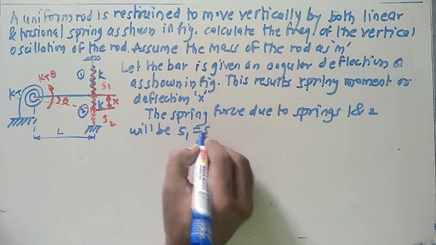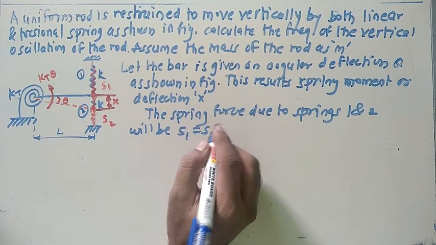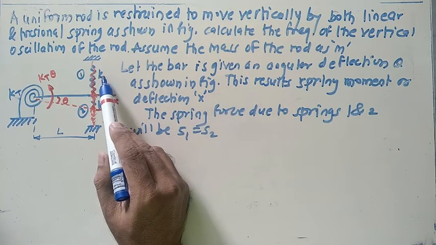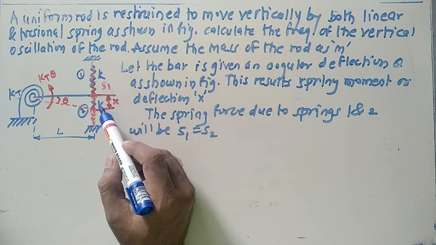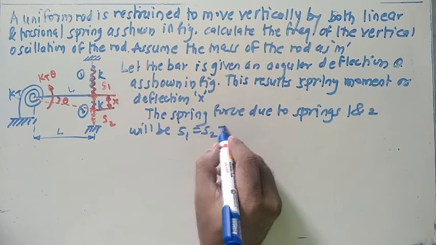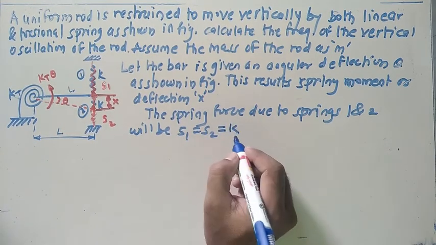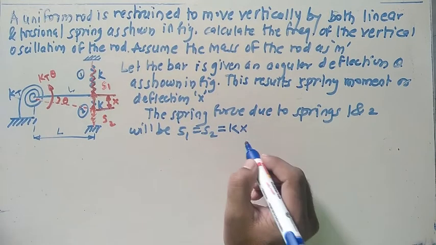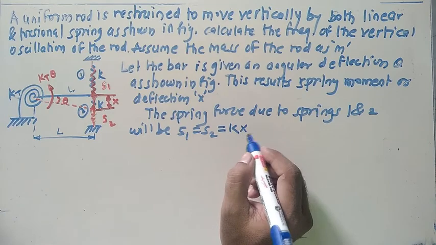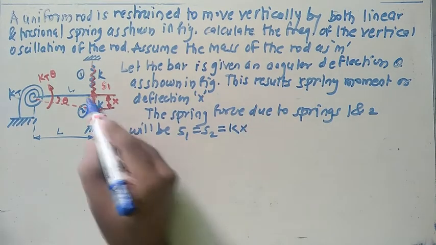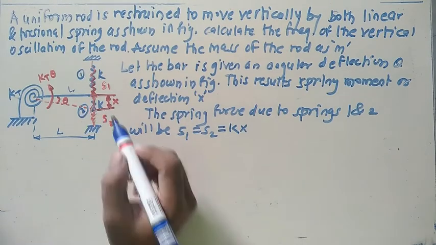S1 equals to S2. Why I'm saying the S1 equals to S2? Because here the stiffness given for this spring is nothing but K. Here also the stiffness is given same, K. That's why S1 equals to S2 equals to stiffness K, and the same displacement or deflection takes place here, that is x. The direction is also shown, spring force directions are shown here, in the vertical direction like this one.